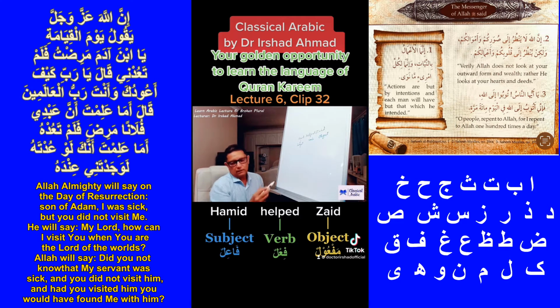In Arabic, subject is called fa'il, fa'ilun. Verb is fi'l, fi'lun, and object is called maf'ul, maf'ulun. Okay.